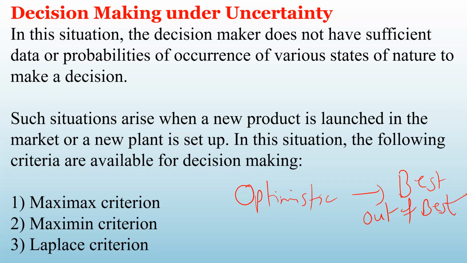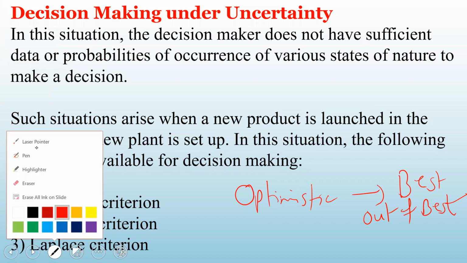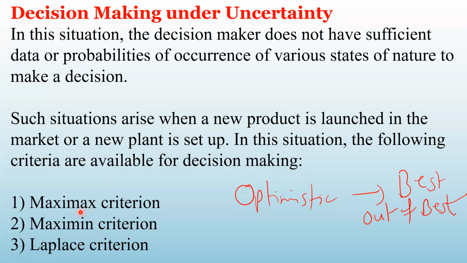His thinking is always positive. So the Maximax criterion is used by optimistic people, or it shows the optimistic approach of the decision maker. In the Maximax criterion, out of the given courses of action, first the maximum profit from each course of action is taken, and out of these maximums also the maximum is taken. So it gives you the best out of the best.